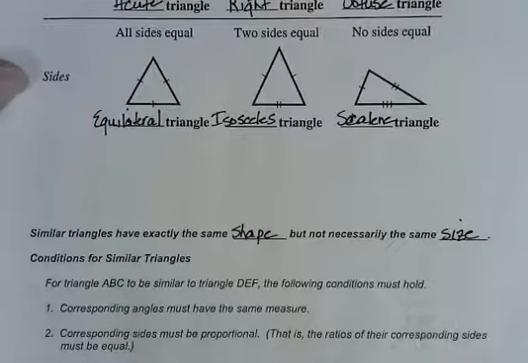The conditions for similar triangles, the first one is corresponding angles have to have the same measure. So if you have two triangles and you can see that the three angles match, then that means they're similar triangles. The other property about similar triangles is that corresponding sides are proportional. So if we find ratios of the corresponding sides, the ratios have to be equal.